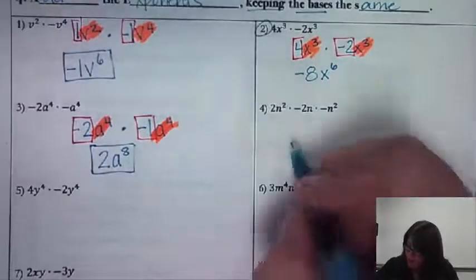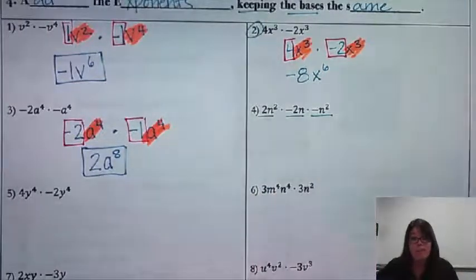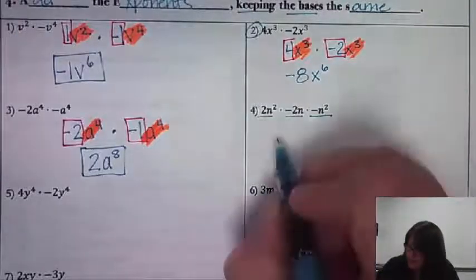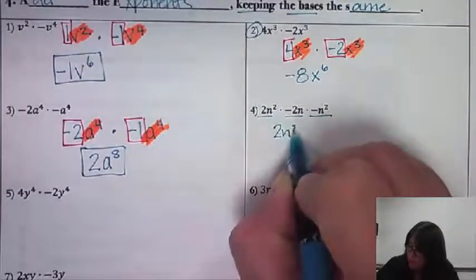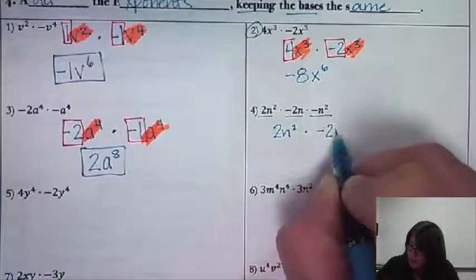How about number 4? Notice this is different. We have 3 terms, or 3 parts to this product problem. That's okay. We can do the same exact process. Let's take a look. We have 2n squared, coefficient, base, exponent, times coefficient, base.